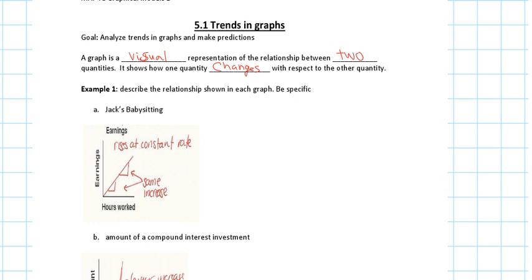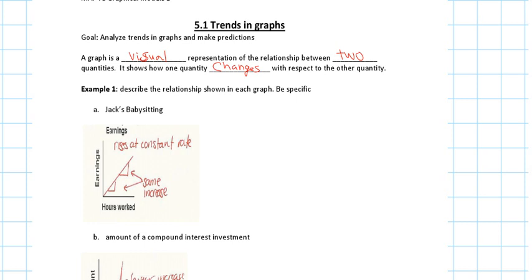So if I look at the first example, it's asking me to describe the relationship shown in each graph and be specific. What I see is I have Jack's babysitting. So we have the earning as the y-axis and then the hours worked as the x-axis, right? So obviously your earning is going to depend on how many hours you worked, right? If you worked for 5 hours, you're going to get paid $50, let's say. If you worked for 10 hours, you're going to get paid $100. So it depends on how many hours you have worked.